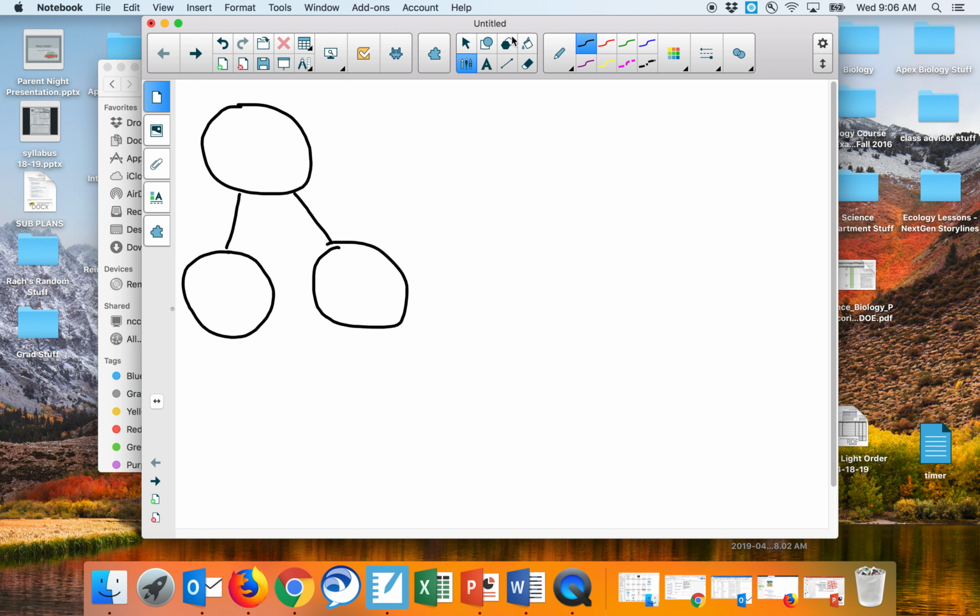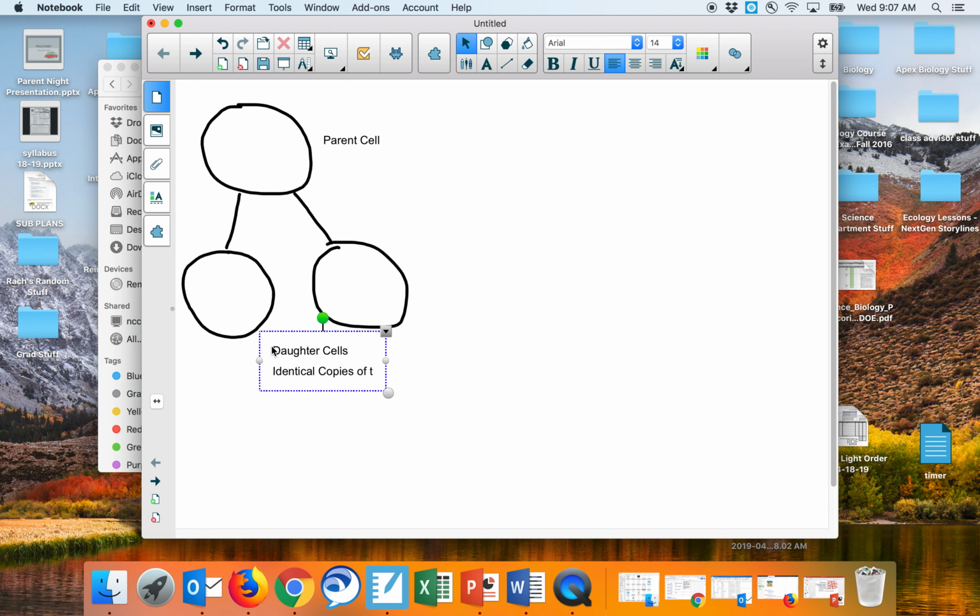All right, so some things to point out. For example, this cell up here is our original parent cell, right? That's what we started with. The two down here are our daughter cells. And if we recall, those cells are identical copies of the parent cell.